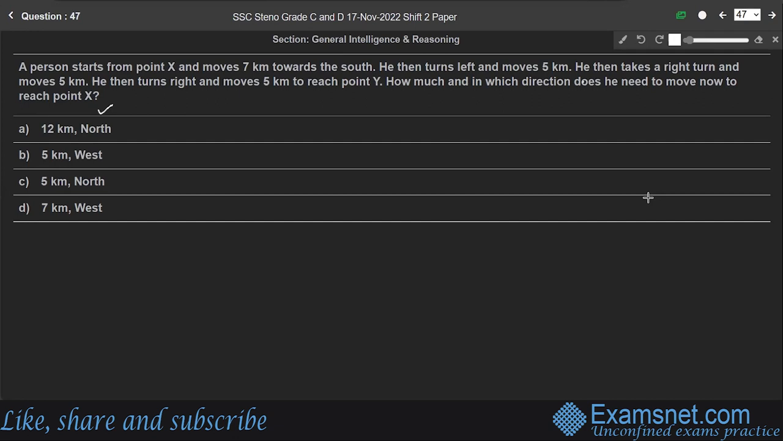Question number 47. A person starts from point X and moves 7 km towards the south. So before going to the actual question, we'll consider the directions now, right? So north, south, east, west, east and west, right? He starts from point X. So we'll consider point X somewhere here, right? And moves 7 km towards the south. So we'll consider 7 km towards the south like this, right?